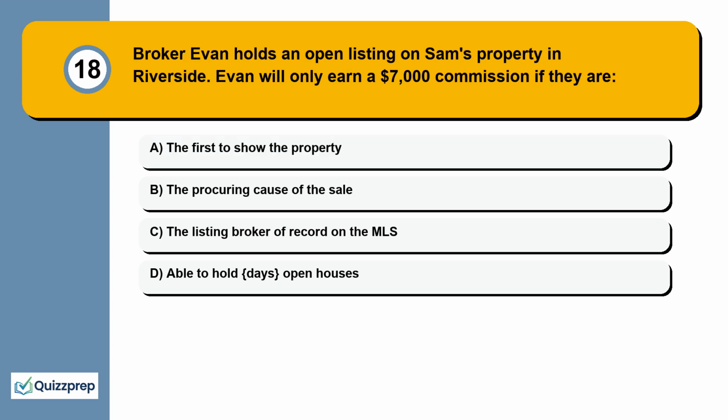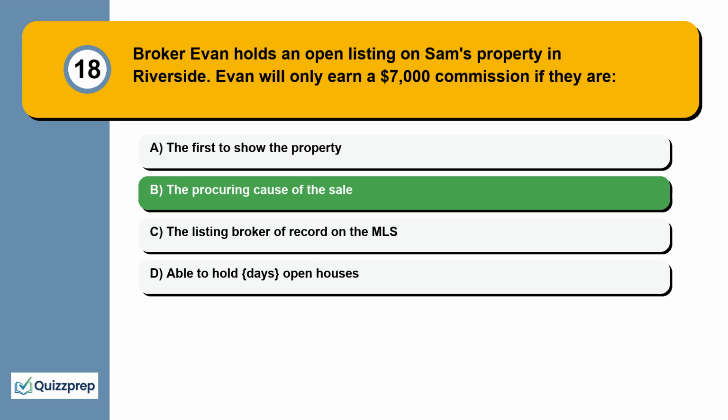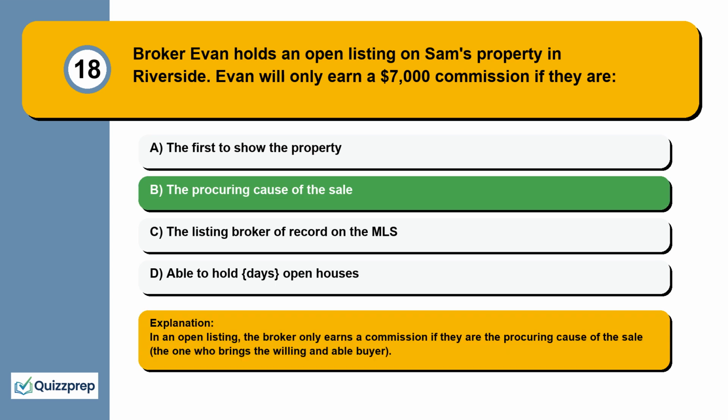Question 18. Broker Evan holds an open listing on Sam's property in Riverside. Evan will only earn a $7,000 commission if they are the first to show the property, the procuring cause of the sale, the listing broker of record on the MLS, able to hold open houses. In an open listing, the broker only earns a commission if they are the procuring cause of the sale, the one who brings the willing and able buyer.